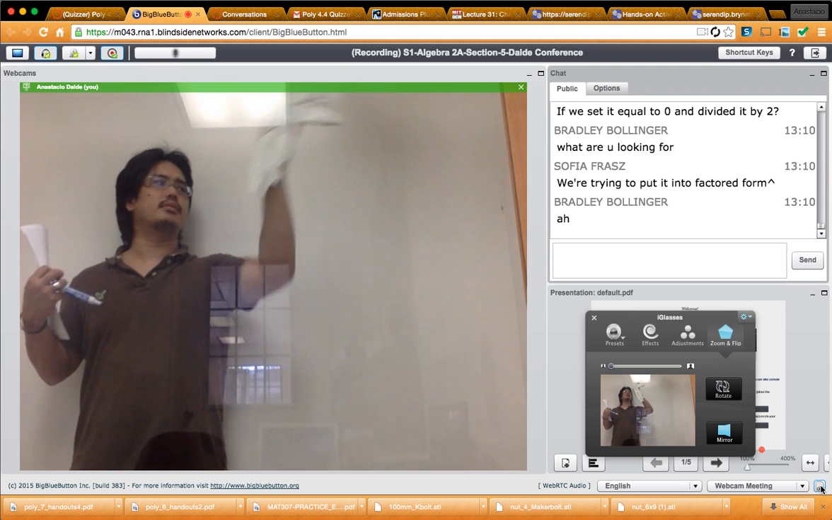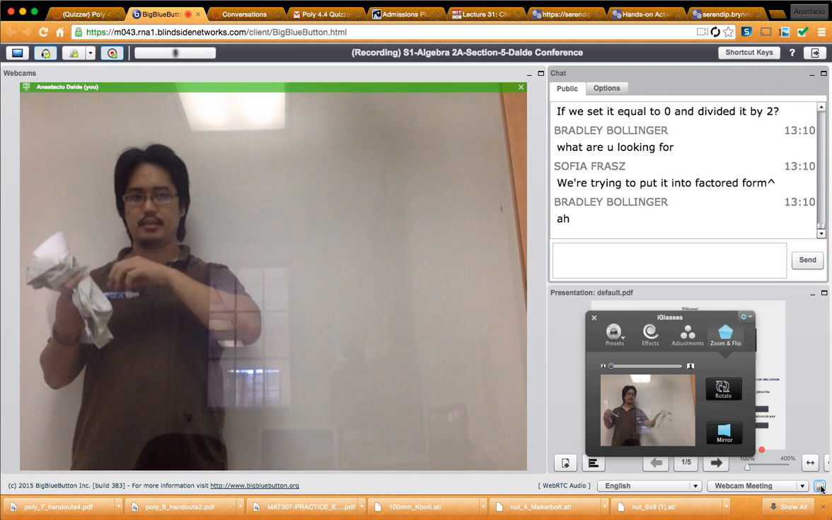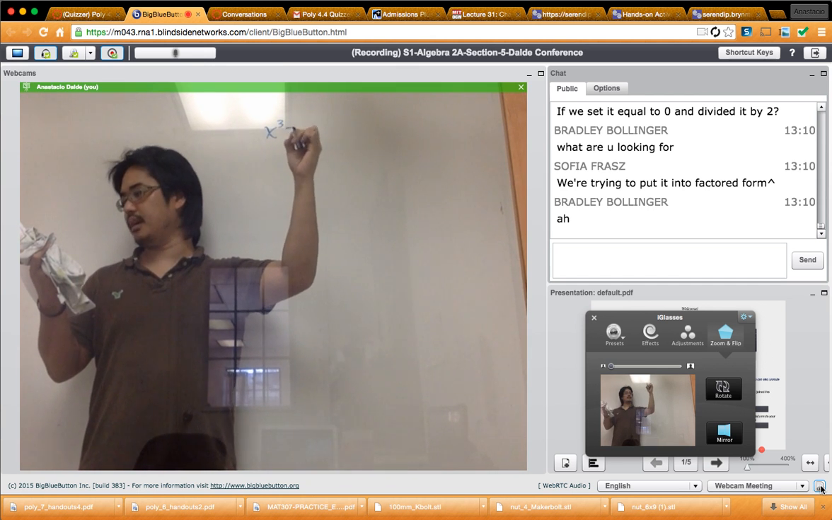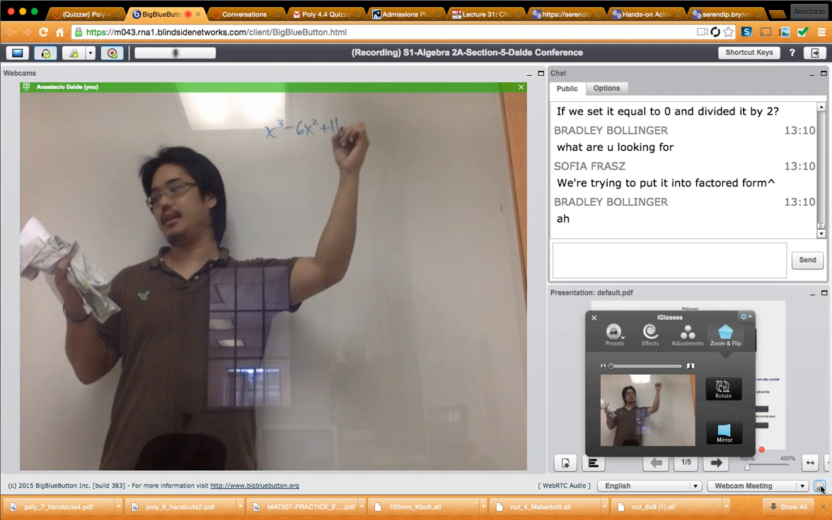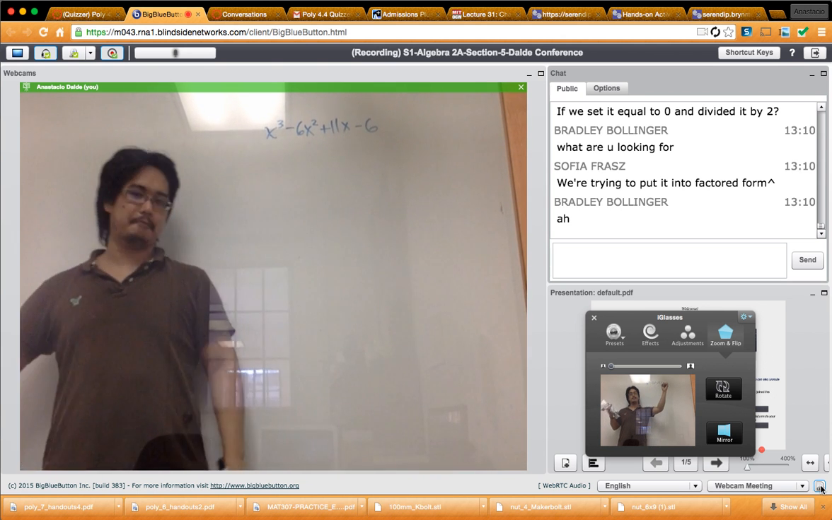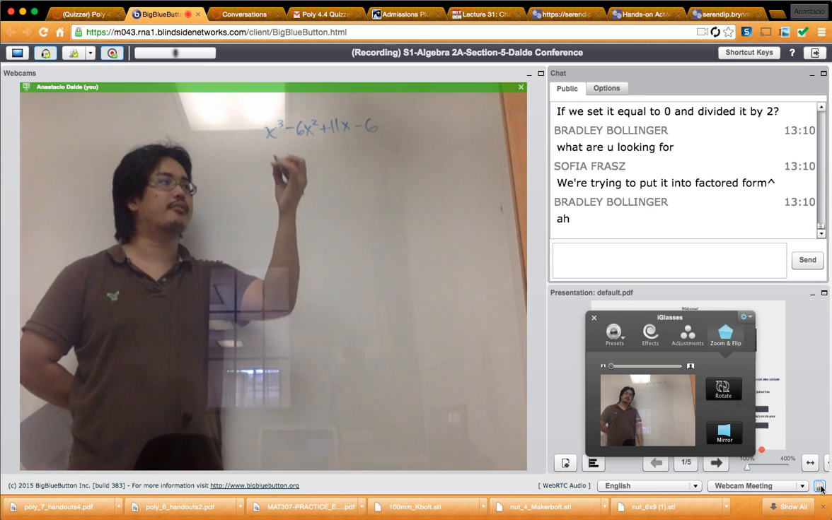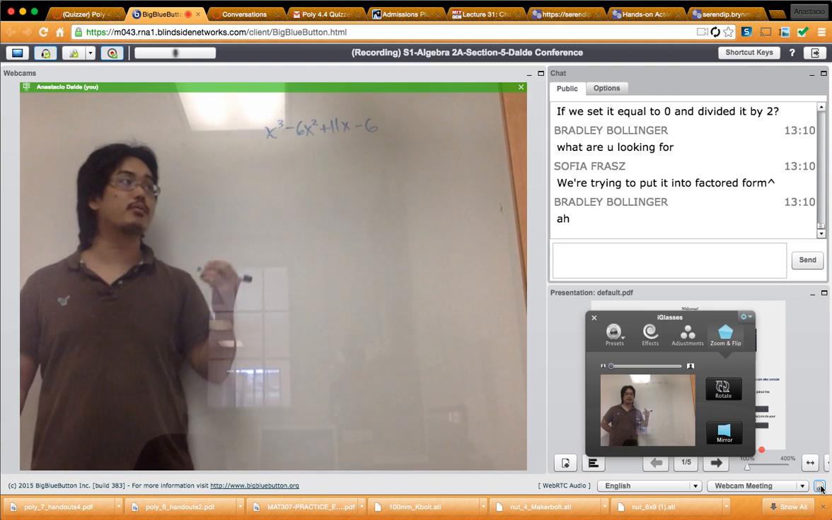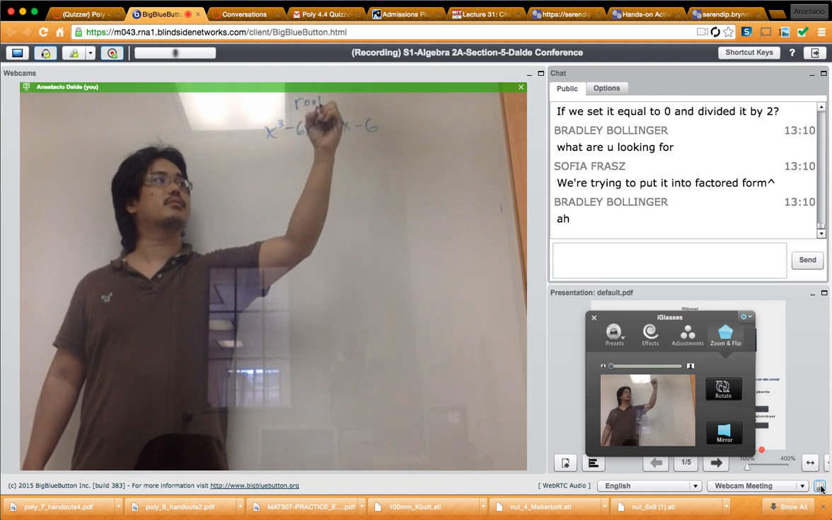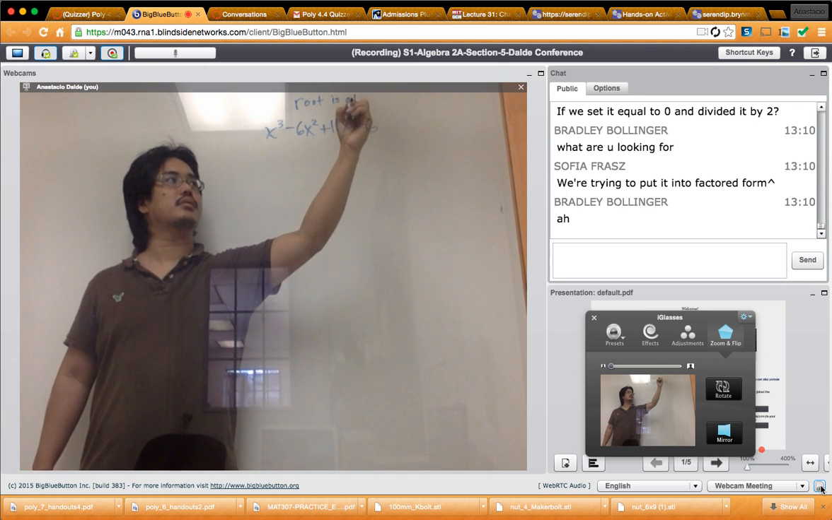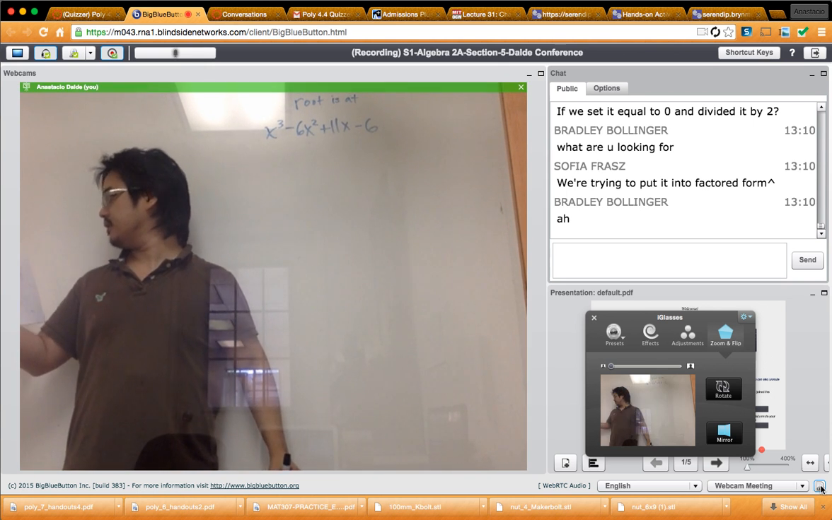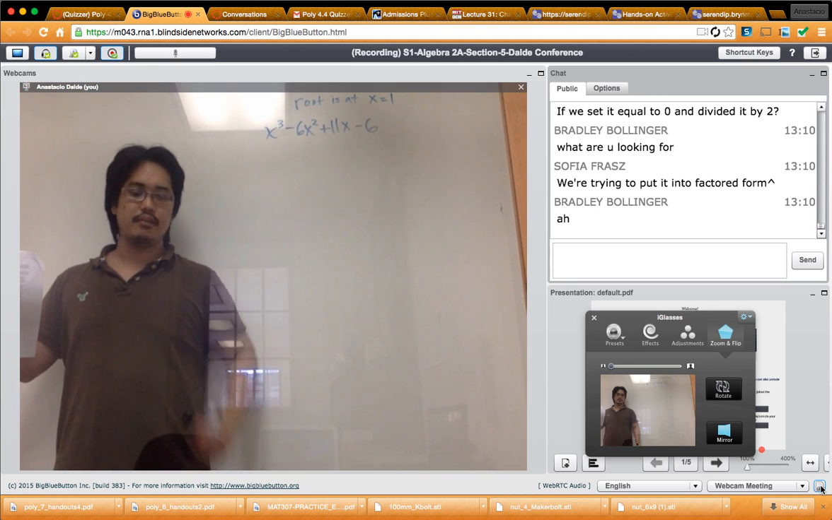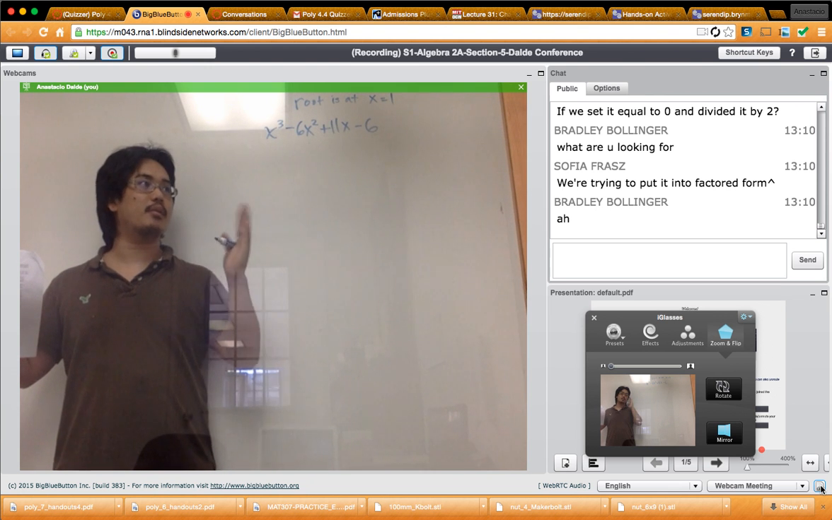What we would do is we would say this. Let's try this one: x cubed minus 6x squared plus 11x minus 6. I don't have any way of factoring this thing down. But what if I were to tell you that one of the roots is at x equals 1? What if I were to tell you that this graph crossed at 1?